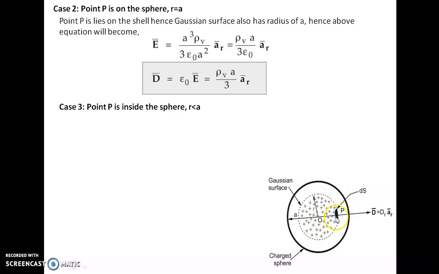So I have to consider what is the charge present inside the sphere. Here I am considering a small element area dS, which is normal to the radius. Similarly, I am considering the D, which is in the direction of the radius, so it is dr into a r cap.